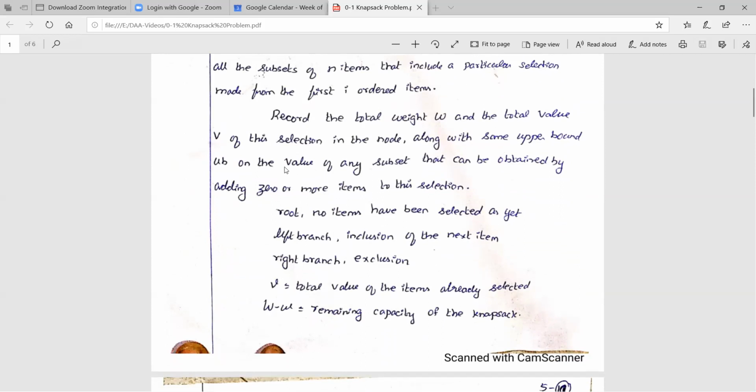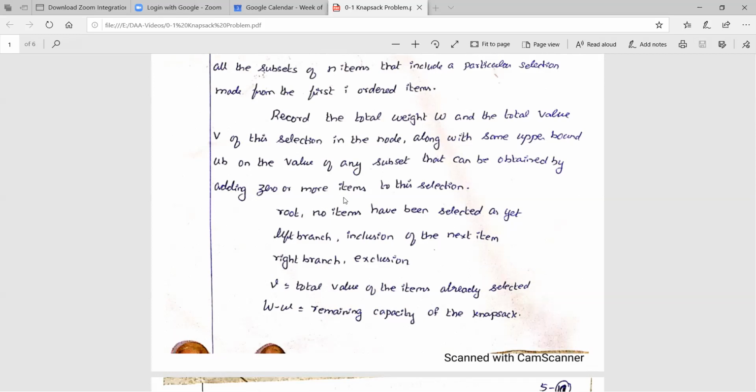Along with some upper bound UB of the values of any subset that can be obtained by adding 0 or more items to the selection. In branch and bound, the concept is that we have to specify the bound value. How we specify the bound value depends upon the optimization problem. We have two types: the maximization problem and the minimization problem. In the knapsack problem, we have to select objects whose weight will not exceed the capacity of the knapsack. That is one constraint.